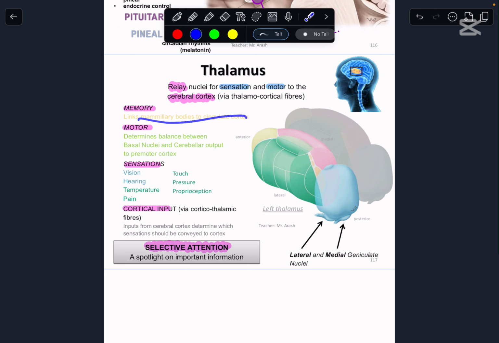Insofar as the memory goes, it links memory bodies to the cingulate cortex. You don't need to know these details, guys, by the way. This would be the most important part that you need to know from a functional perspective. From a motor perspective, as you can see here, it determines balance between the basal nucleus and cerebral output to the premotor cortex. From a sensation perspective, it allows you to filter information which is coming sometimes from multiple sources. As I mentioned before, if you want to shut down touch, pressure, proprioception, temperature, pain, and just focus on vision, for example, you can do that using the thalamus.